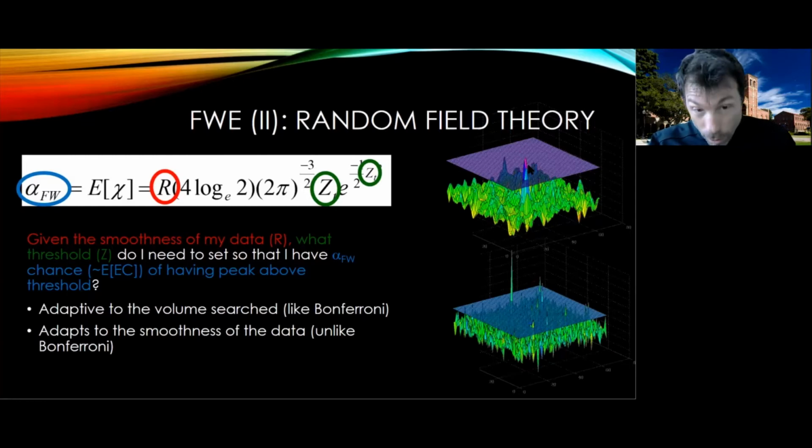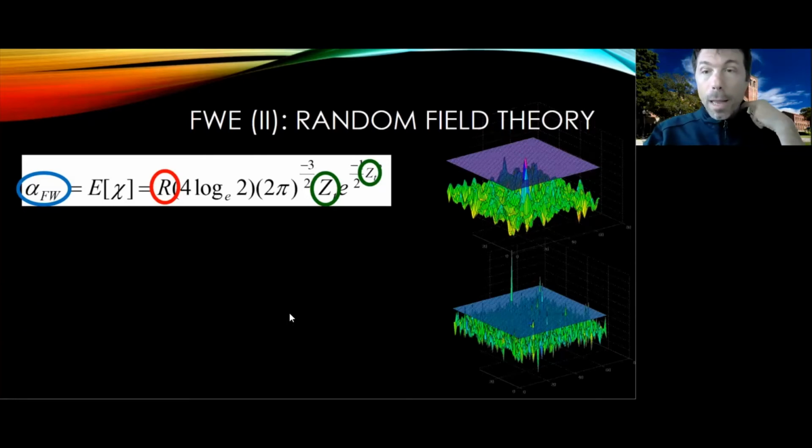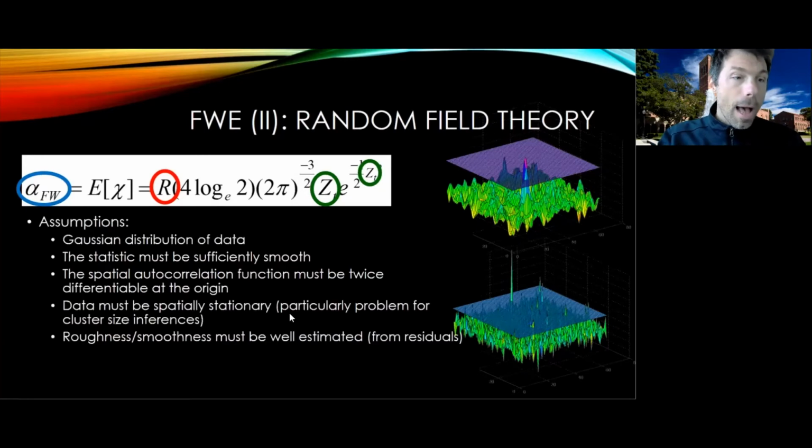And the good part of this is that, just like Bonferroni, it adapts to how many results you have. It also adapts to how smooth your data are. So it follows the characteristics of your data and adapts to them. However, it does come at the cost of a large number of assumptions, and that's why I'm doing this little recap.